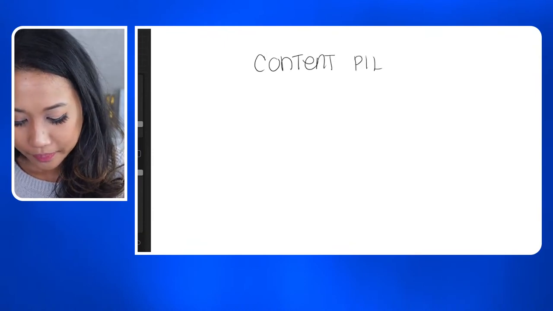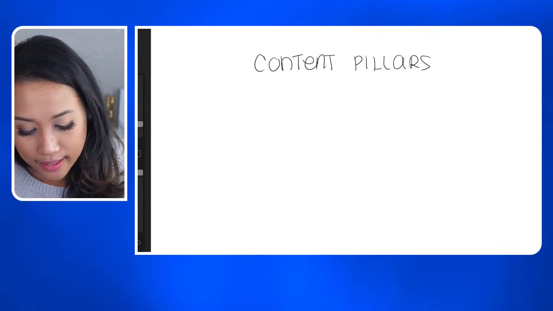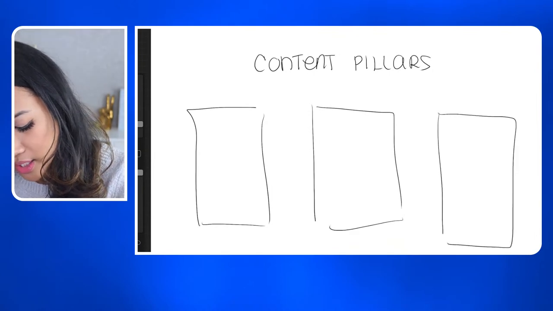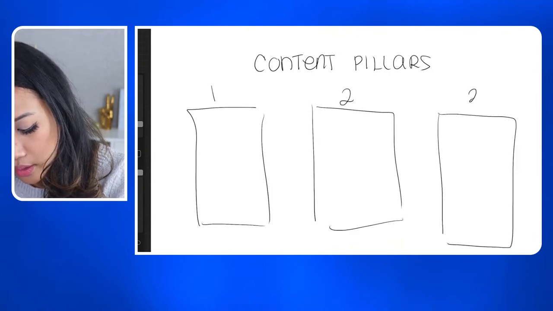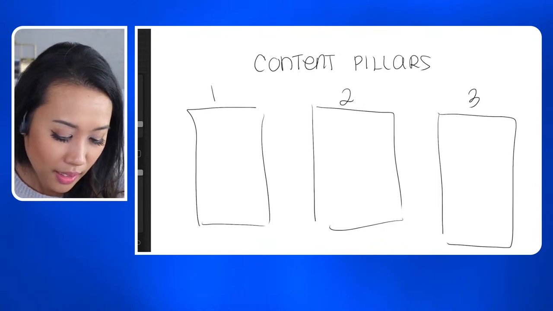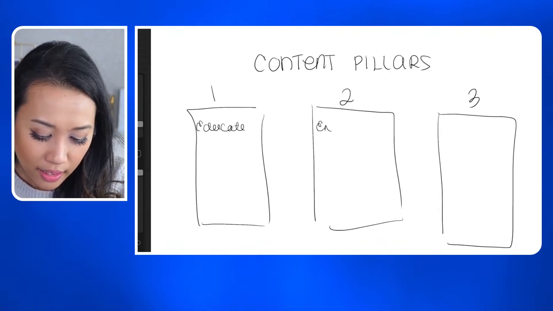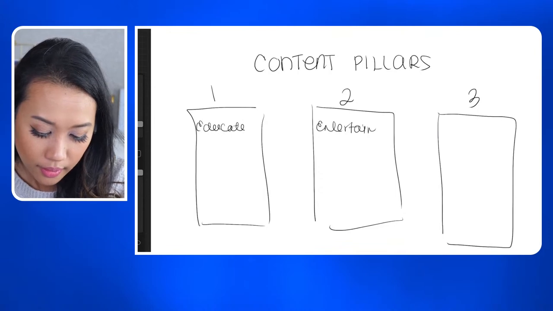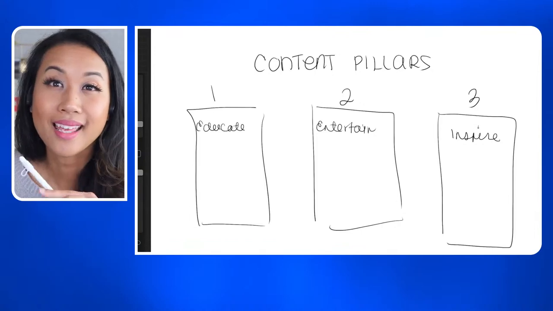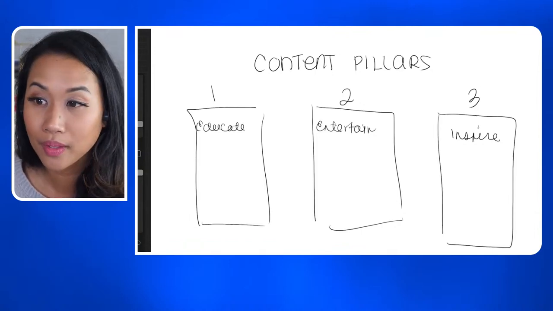Content pillars. And this is usually when I work with my clients and I say, if we were to bucketize your content, what are three things that you would want to focus on? So one, two, and three. In most cases, it will most likely be something like educate, entertain, and then inspire. If I'm building my business and I want to have a content framework, these are three buckets that I want to think about, right?